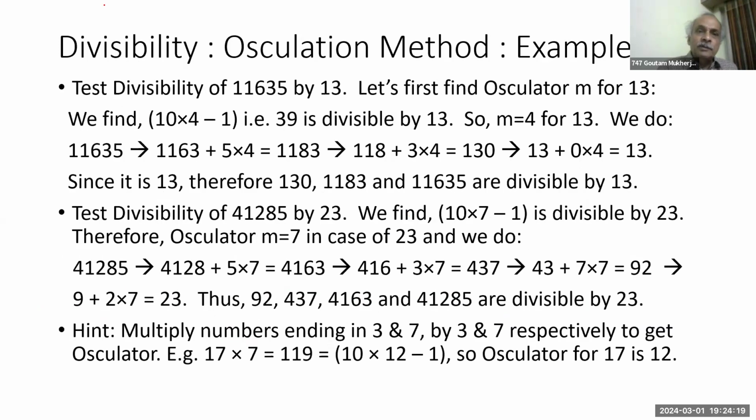Test divisibility of this by 13. Let us first find the oscillator M for 13. For anything ending in 3, we have to multiply by 3. So 13 3s are 39. So 39 is actually 10 into 4 minus 1, so 40 minus 1, which is divisible by 13. So M is equal to 4 for 13.